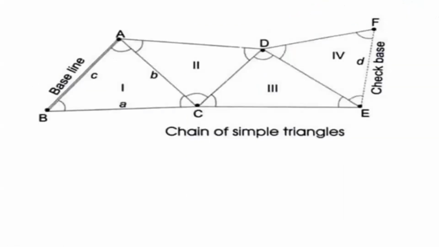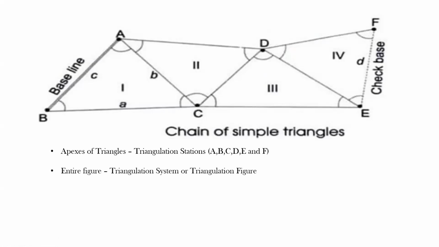Now, more about triangulation. This is a rough sketch to indicate how a triangulation system runs. We have A, B, C, D, E, F all joining to form interconnected triangles. We have a line AB which is called the baseline. All the apexes of triangles will be called triangulation stations. So in the given sketch, we have A, B, C, D, E, and F as triangulation stations. The entire set of the figure will be called a triangulation system or a triangulation figure.